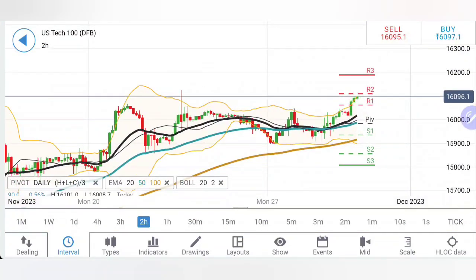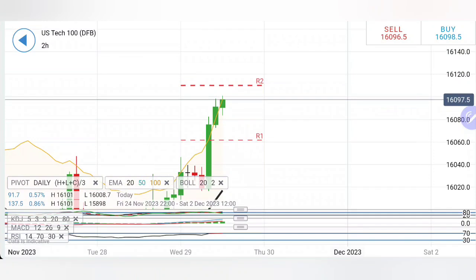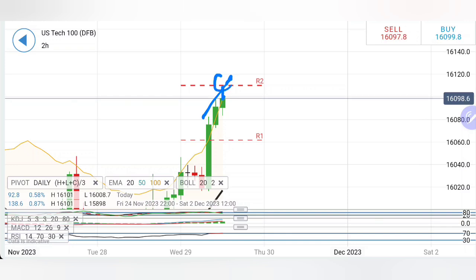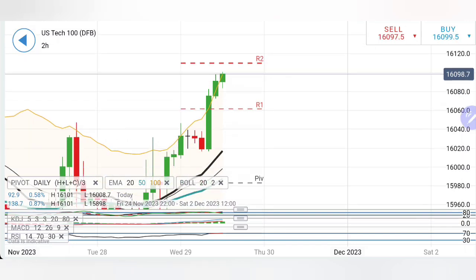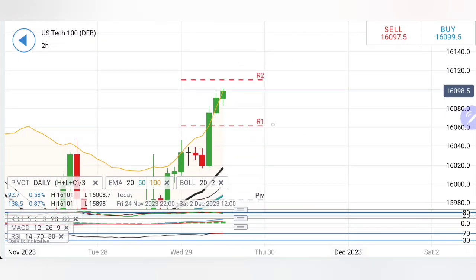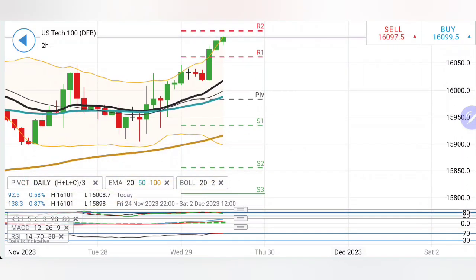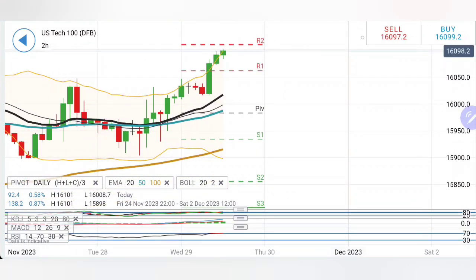Coming to 2-hour charts. On the 2-hour charts, rise, retracement, then extreme bullish candle, a smaller bullish candle, and this candle is almost trying to stay within the zone, neither bullish nor bearish. Yes, even if it tries to rise, close to 16,120 levels are going to be the highs here. We have to be careful. All the candles are outside Bollinger Bands, and the bandwidth is consistently expanding. Thus, this could be the highs. Possibly a reversal from here cannot be denied.